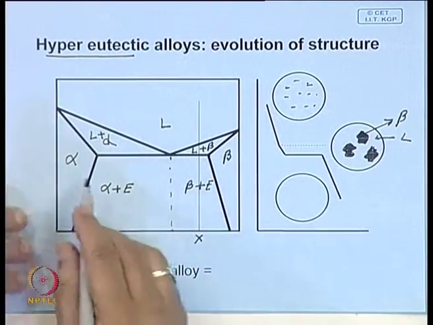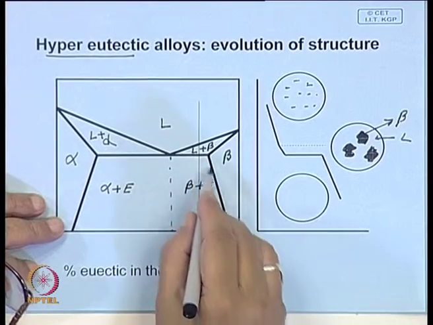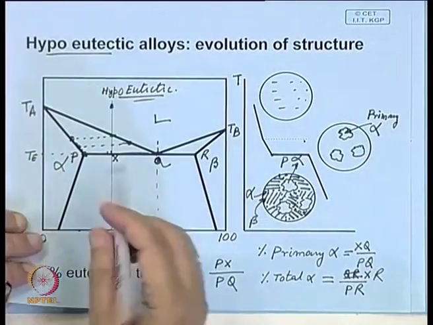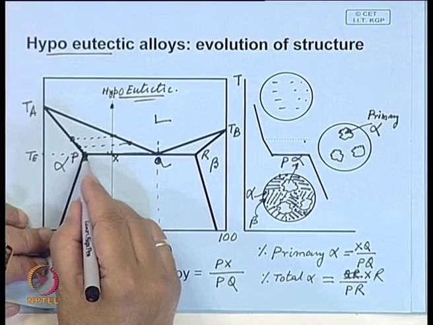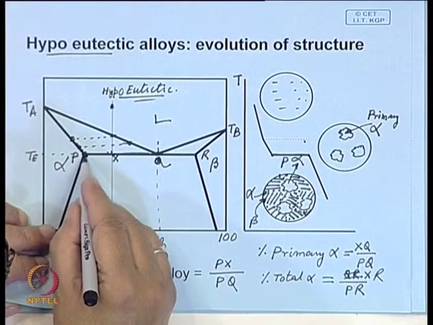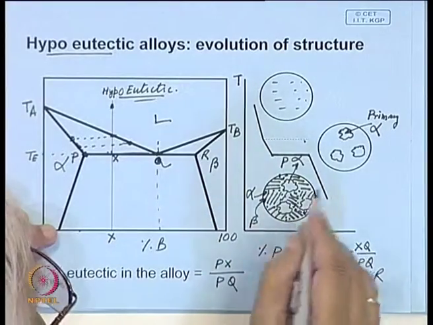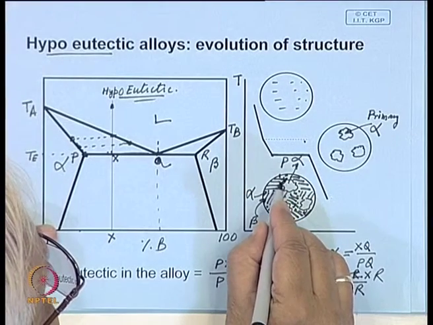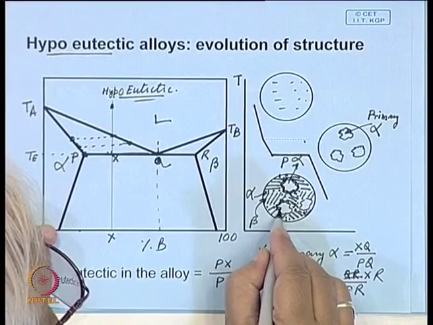Now, what happens as the temperature goes lower than eutectic? If you go back here in this case, you have a certain amount of alpha here. Now, the solubility of B in alpha decreases. Therefore, as you go down, from alpha some amount of beta will precipitate out. The likely area is the grain boundary, so some amount of beta will precipitate out at the grain boundary and the amount of alpha will decrease.